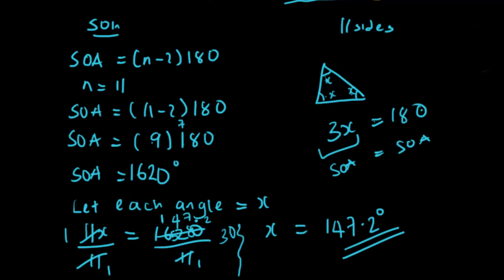Now remember, they could say find the size of an individual angle. They can say find the size of one interior angle. It's still the same thing. I hope you understand this perfectly.